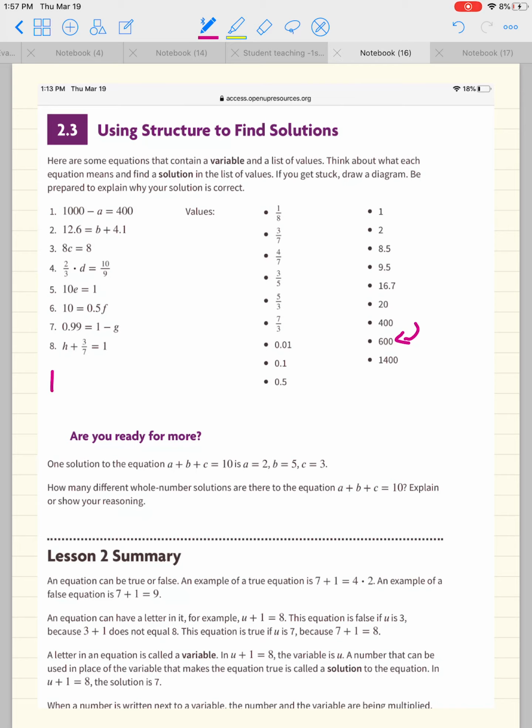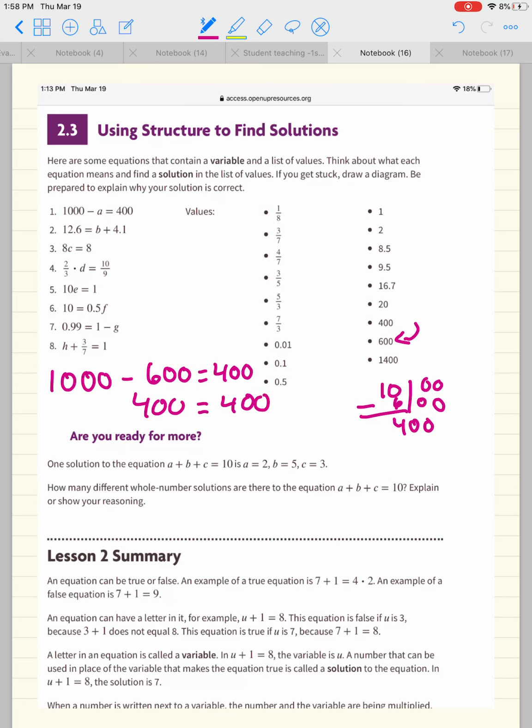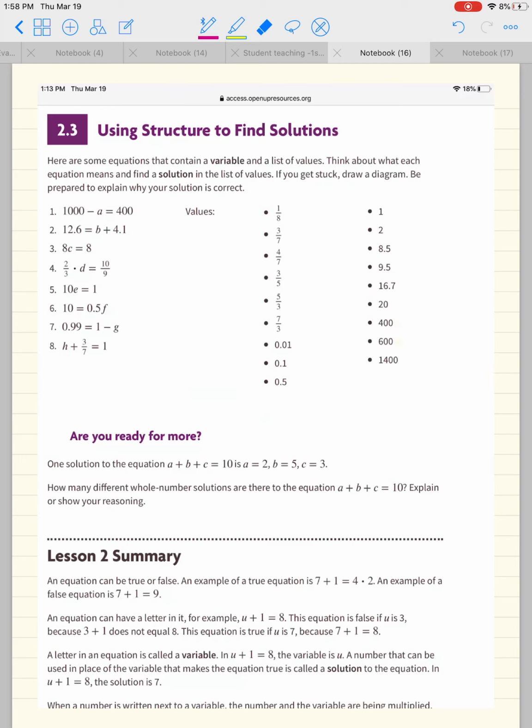So I'm going to go ahead and see if 1,000 minus 600 equals 400. And again, like we did before, I know that 10 minus 6 is 4. Add on those zeros, and 400 does equal 400. So your answer for number 1 is going to be 600. A equals 600.